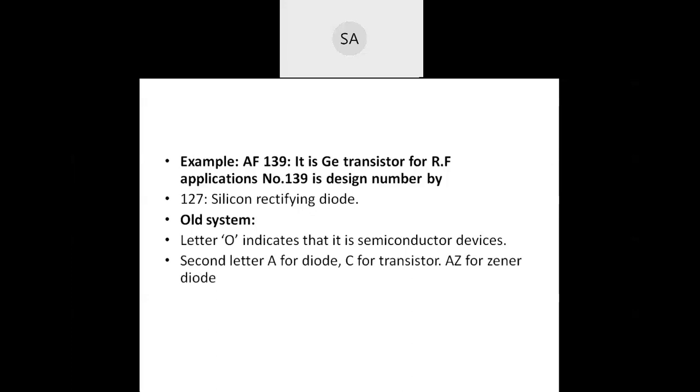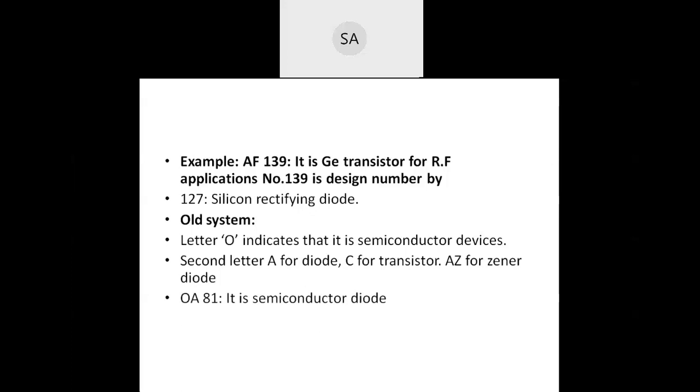The second letter A is for diode, C for transistors, and AZ for Zener diodes. If the first letter is O, it is a semiconductor device. If the second letter is A, it indicates a diode. If it is C, it indicates a transistor. And if it is AZ, that is for a Zener diode.